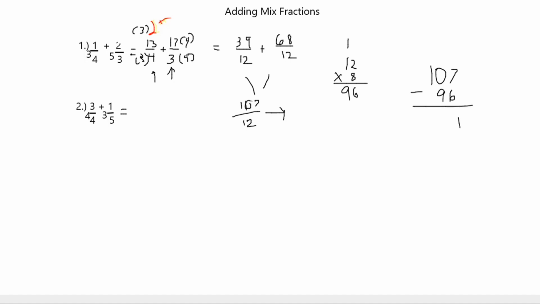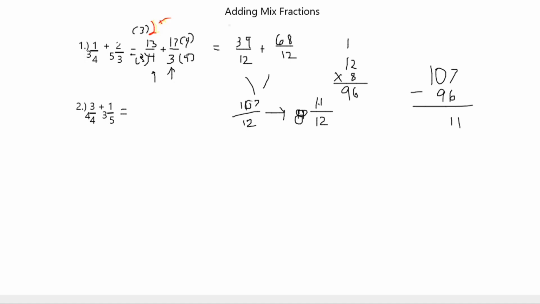So let's subtract 96 from 107. 7 minus 6 is 1, and 10 minus 9 is basically 1. So therefore, I can write it. Wow, no wait, I think I'm making a mistake. It should be 8, 11 over 12. That's it. That is the answer for number 1.